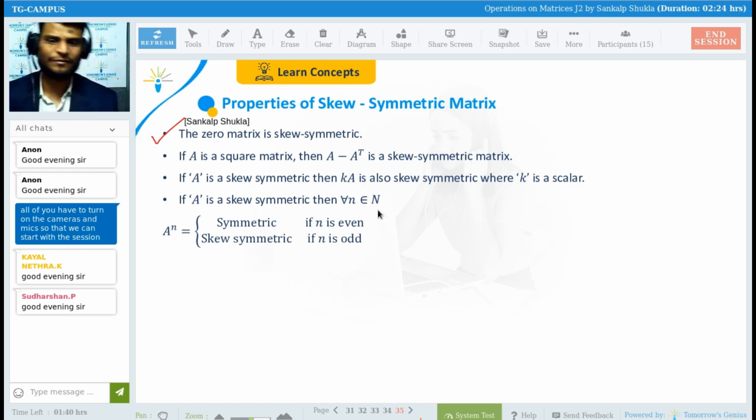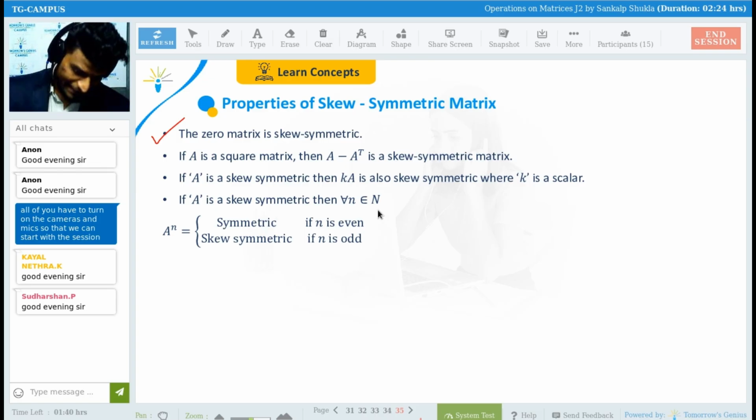The zero matrix is skew symmetric. Yes, the zero matrix is skew symmetric. I've told you that the zero matrix is a symmetric matrix. Fine, that was logical also. Now I'm telling you the zero matrix is skew symmetric. So the zero matrix is a special case which is both skew symmetric as well as symmetric.